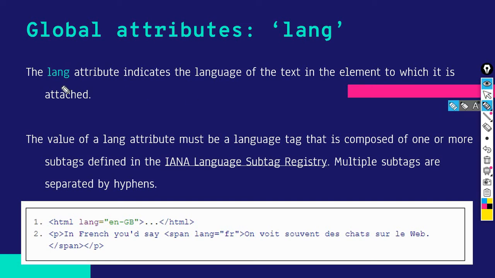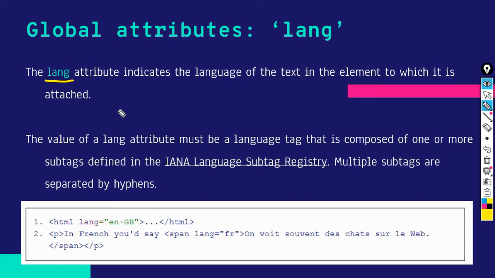The lang attribute indicates the language of the text in the element to which it is attached. So identifying the language of content is increasingly important as browsers adapt styling and other aspects of the user's experience according to the language of the content.